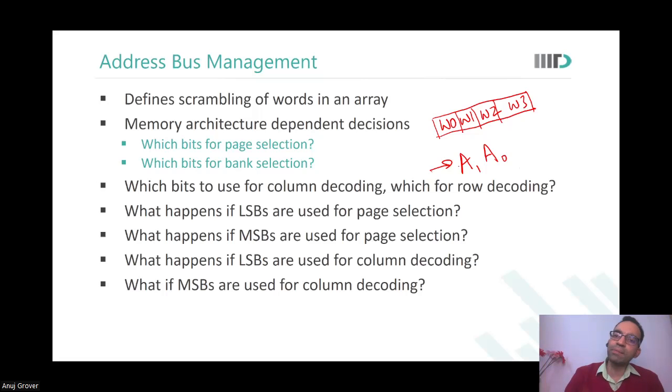Now let me say that instead of that, this is word 0, this is word 16, this is word 32, this is word 48. Okay. Now which bits am I sending here?